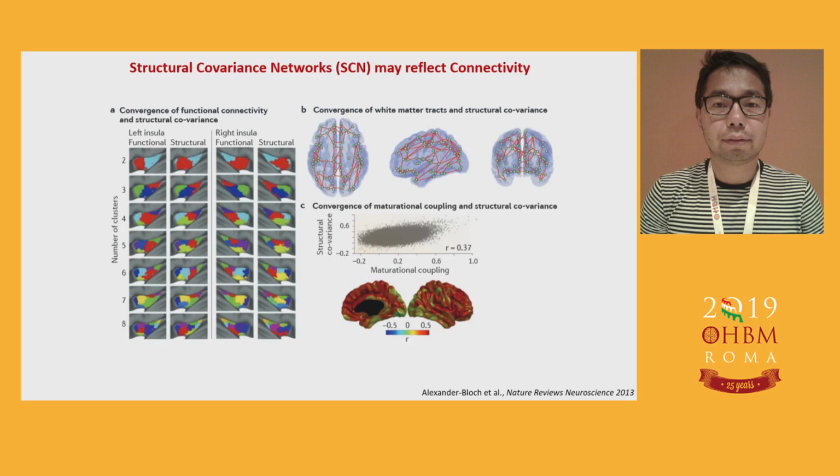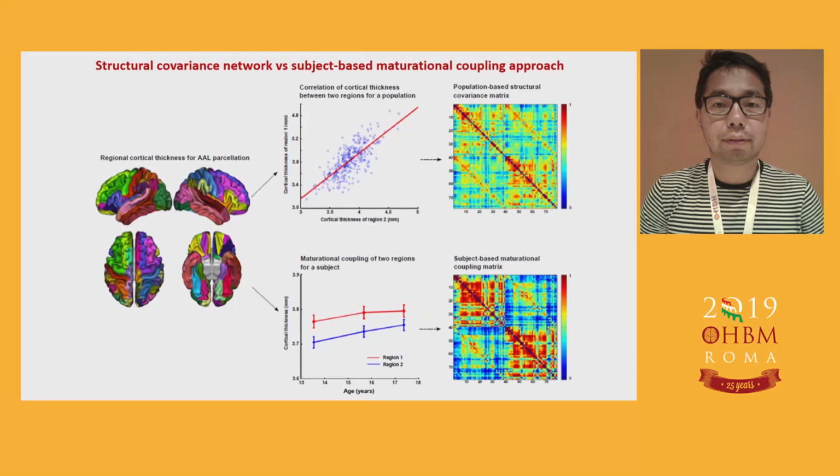Now, all that is good, but the main limitation is you need a population, you need a group to get the structural covariance. So it is not possible to look at individual variability using that approach. So we tried out this method where we said, instead of looking at structural covariance or the correlation between any 2 regions, how about we look at any 2 regions using longitudinal data points?